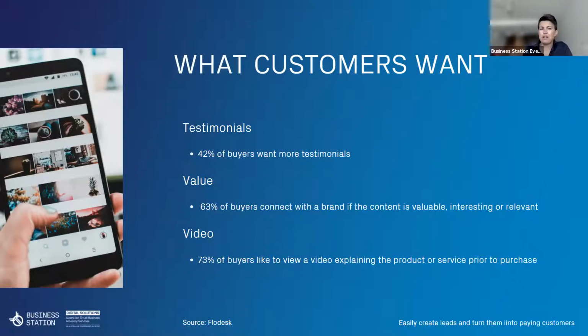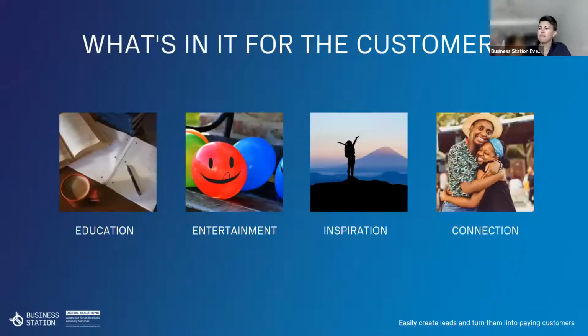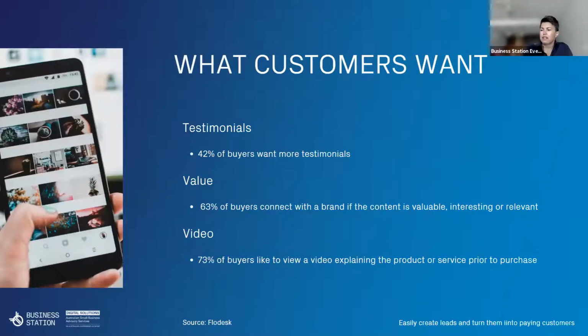And when I talk about value, that's when we go back to what I was talking about here. Education, entertainment, inspiration, and connection. Your potential customers find value through any one of these means or any combination of these means. So that's where it's really important to know who your customer is, so you know how you can provide value, how they want to receive that value. And the numbers don't lie, apparently.